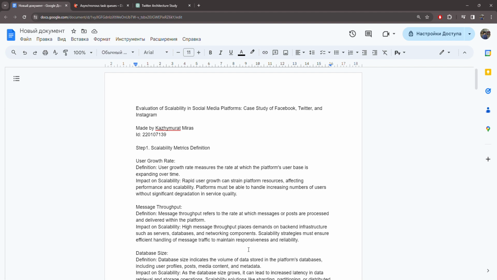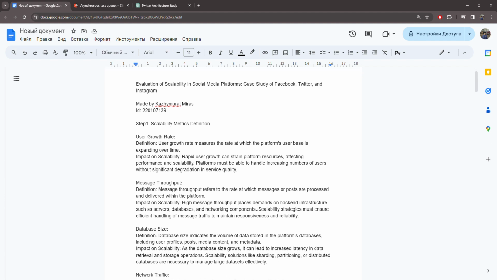First one is user growth rate. User growth rate measures the rate at which the platform user base is expanding over time. Rapid user growth can strain platform resources, affecting performance and scalability. For example, in my application, I have thousands of users. The next day, I will get 10,000. At this time, I can meet some problems, so platforms must be able to handle increasing numbers of users without significant degradation in service quality.